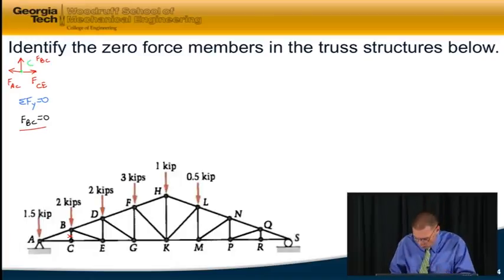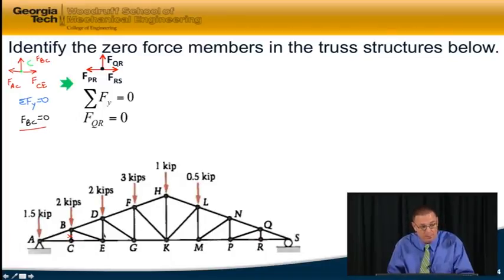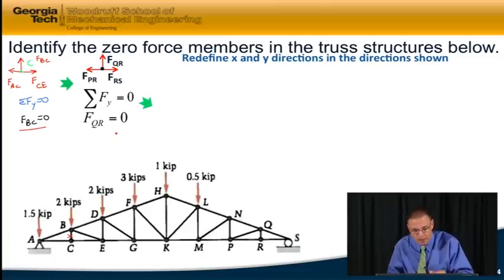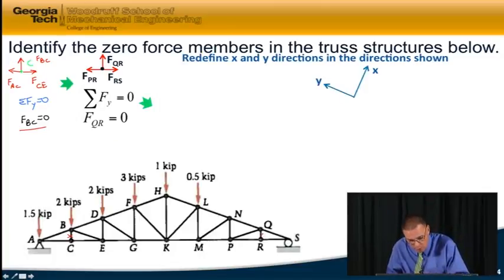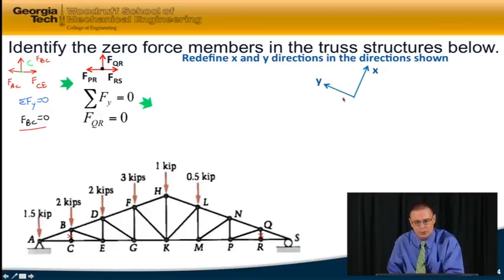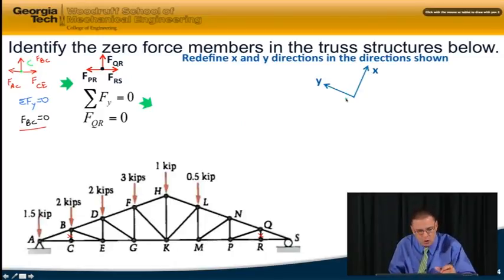Okay, what you should have found is, if you look over here at joint R now, very similar, exactly the same situation as we had at joint C. If I sum forces in the y direction, FQR must be equal to 0. All right, let's go ahead and look now. I've got FQR is equal to 0. Now I'm going to look at joint Q. But instead of having x defined to the right and y defined up, I'm going to reorient my orthogonal directions for x and y as I've shown here. I'm going to draw joint Q.